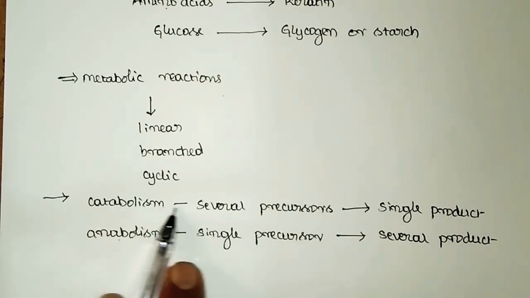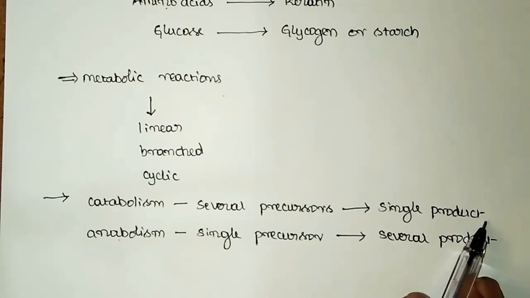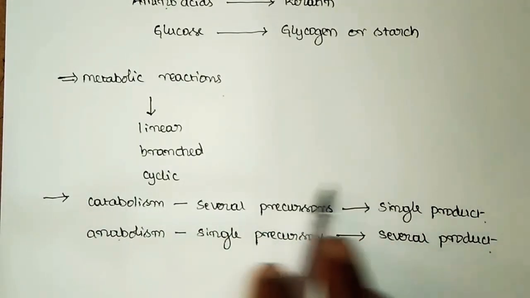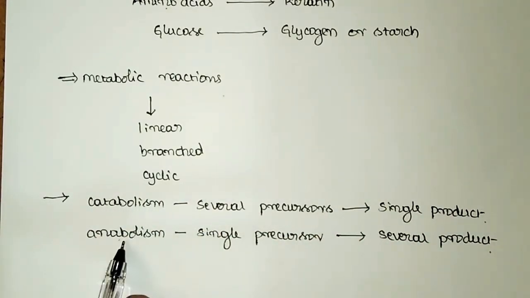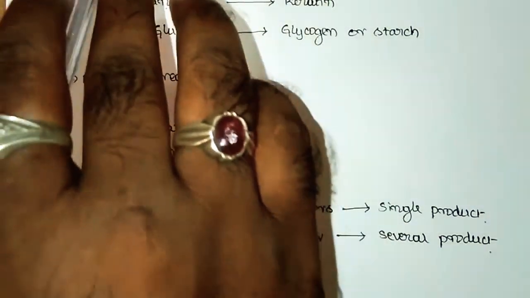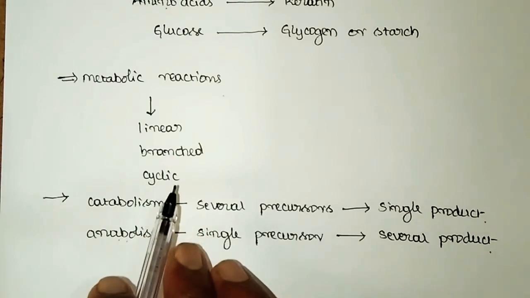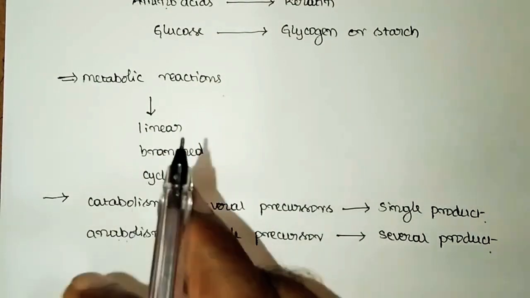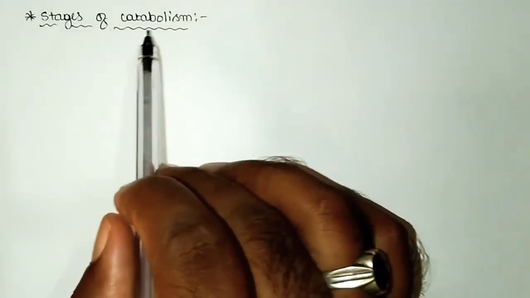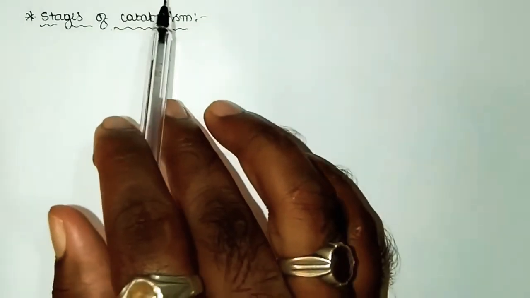So you can notice in catabolism, several precursors will convert to give a single product. But in case of anabolism, a single precursor will be utilized so as to produce several useful products. So these are completely distinct pathways of catabolism and anabolism, which collectively constitute metabolism. And that's about catabolism and anabolism. Now we shall see the stages of both the catabolic and anabolic pathways, starting with the first one, catabolism.